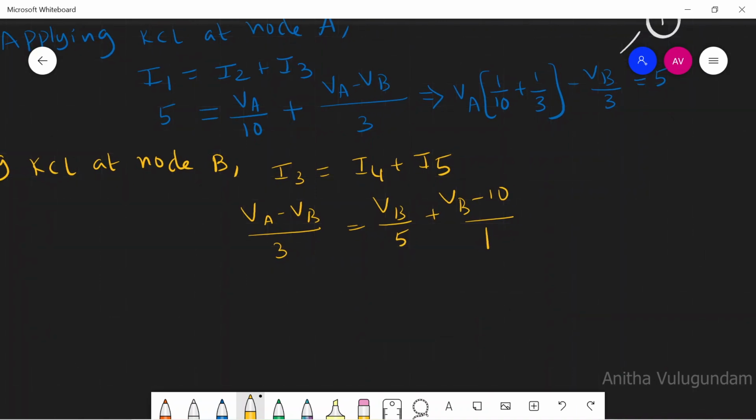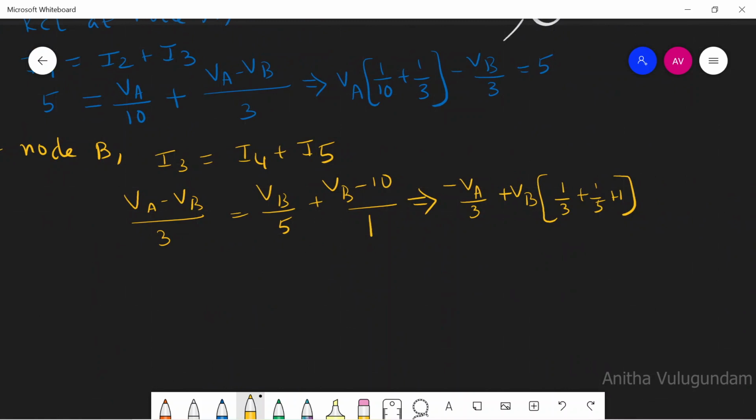Let me rewrite this equation. Minus VA by 3 equal to 10. Let this be equation number 2.